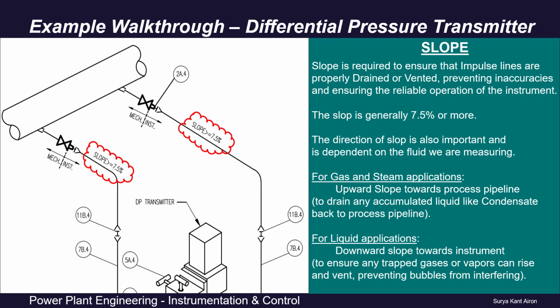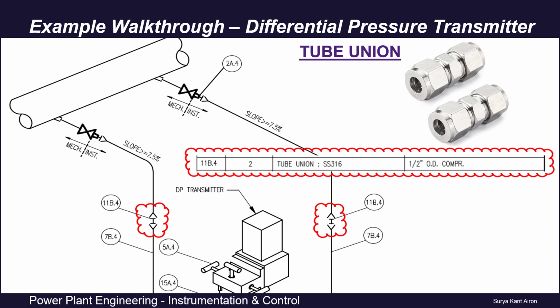Next, impulse tubes come in standard lengths. Thus, to extend the length, meaning to join the impulse tubes, we need tube unions, which are made up of the same material, SS316, and are of the same compatible size of half-inch OD, so that the half-inch OD impulse tube can fit into these tube unions.